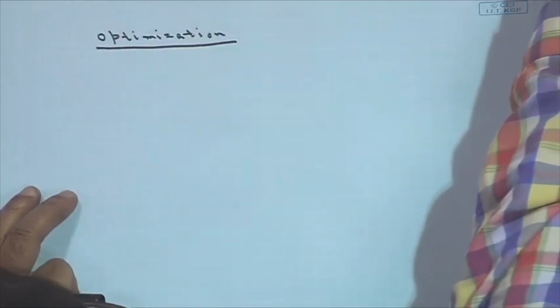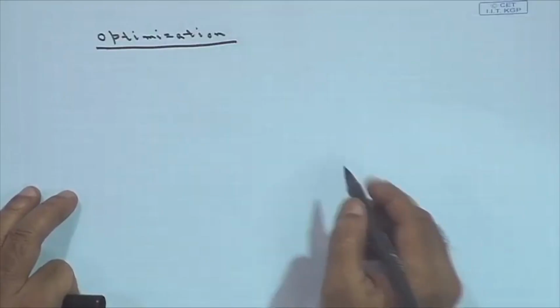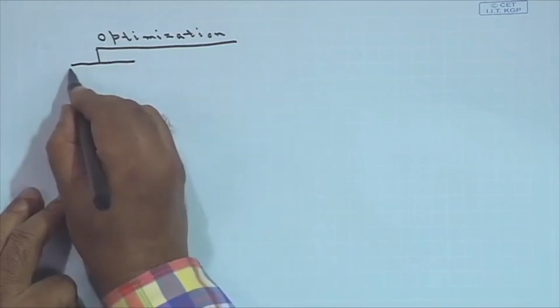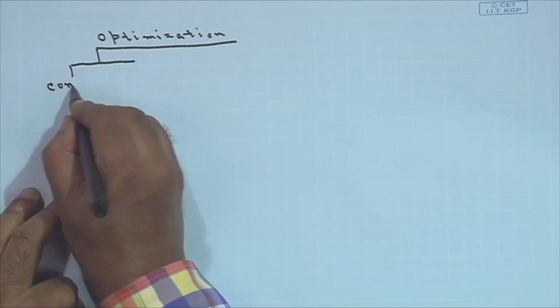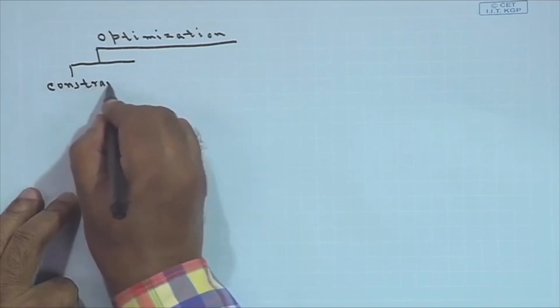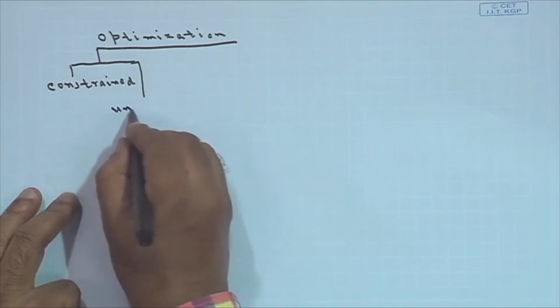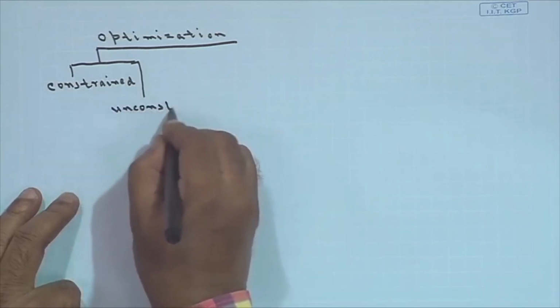Now, if you see, various types of optimization are there. One I can call constrained optimization, and another one we can call unconstrained optimization.